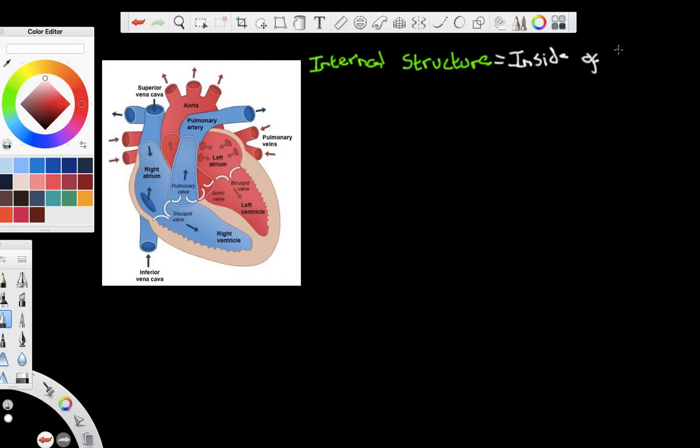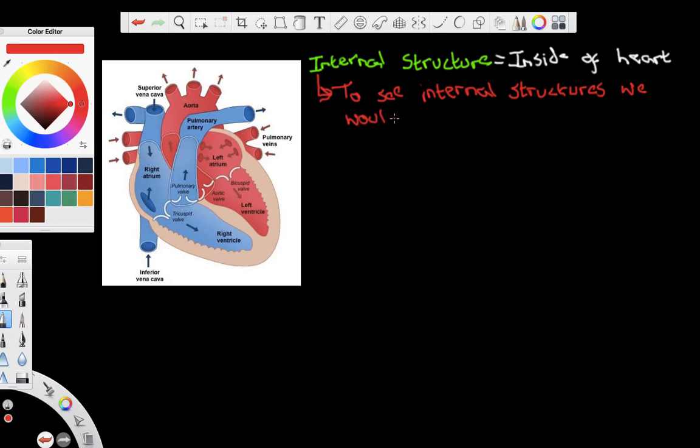of the heart. I raise this because quite a few people made silly mistakes saying that the external structure of the heart consists of these chambers. You can't see the internal structure unless you cut the heart. So we can just add there. I do apologise if this seems so simple, but a lot of people were making this mistake. We can say to see internal structures, we would need to cut the heart. Okay, so the internal structure is on the inside.